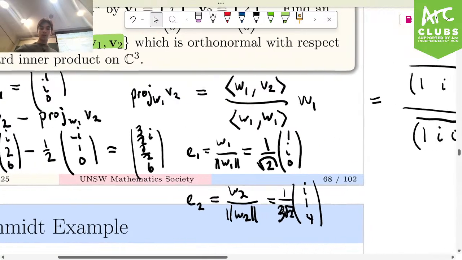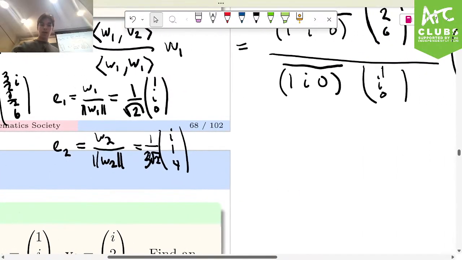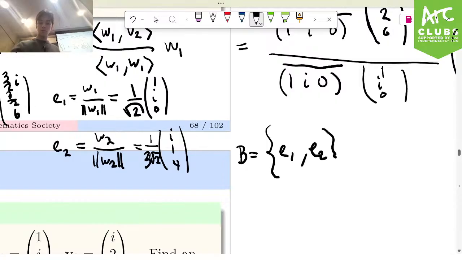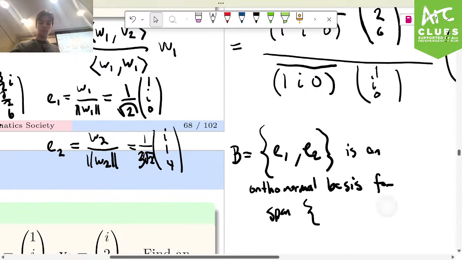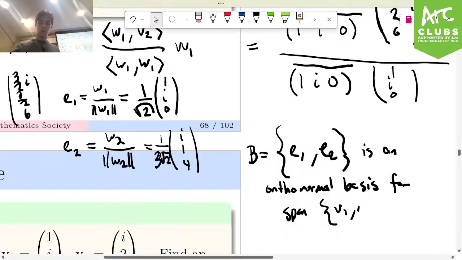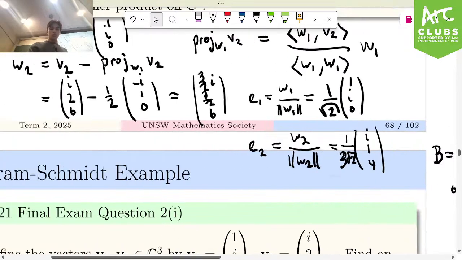So we can say that this new basis, E1, E2, is an orthobasis for span V1, V2. And that's question done. Cool.